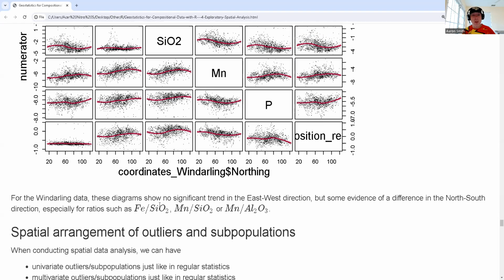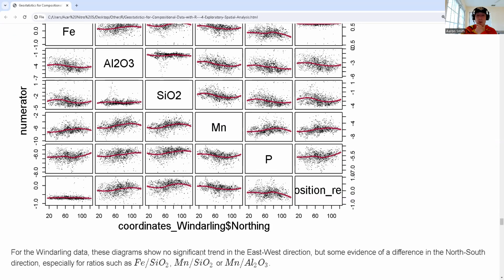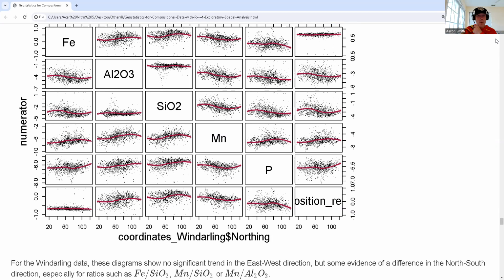For the Windarling data, these diagrams show no real significant trends in the east-west direction, but some evidence for a difference in the north-south direction, especially for the ratios Fe SiO2, Mn SiO2, and Mn Al2O3. So let's actually look at those. For Fe SiO2, there's a curvature here. We also go here and see what's going on. Now, this is taking the reciprocal of the ratios before I take the logarithm, so there's a direct relationship between these two plots.